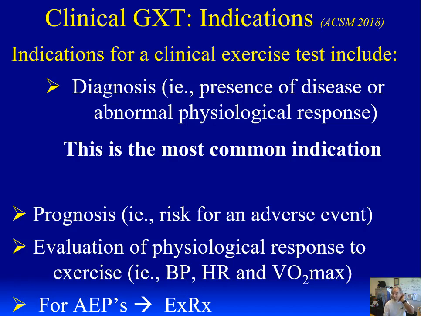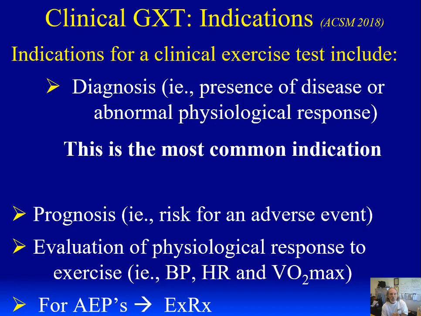In the States, when you turn 50, males are basically told, take an aspirin a day and go and get a stress test. It can be done for prognosis. So what's the risk of having an adverse event? It can be for an evaluation of physiological response to exercise, blood pressure, heart rate, VO2 max, etc.